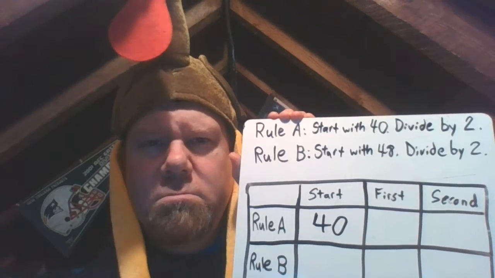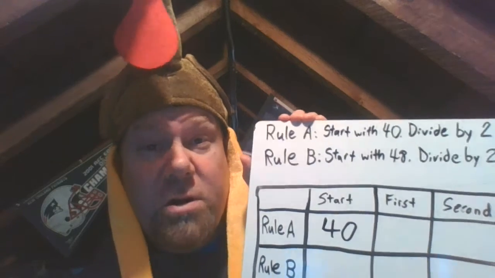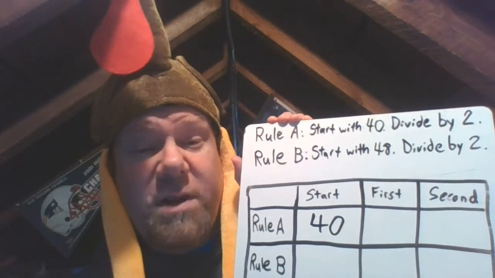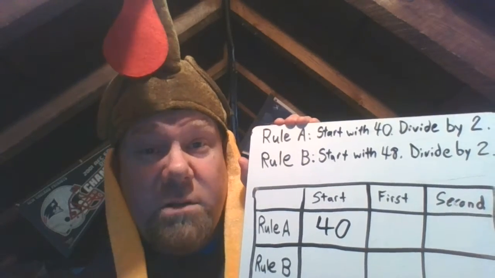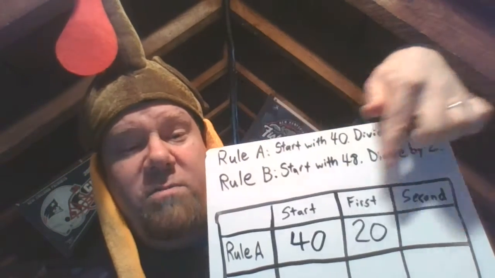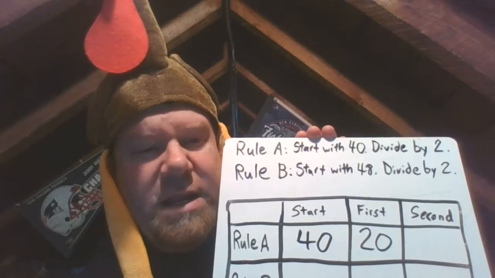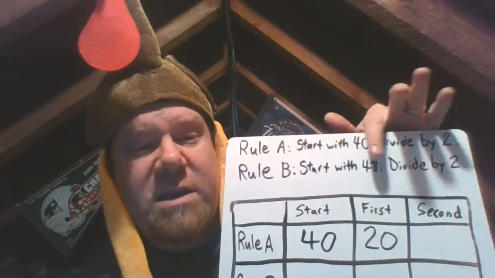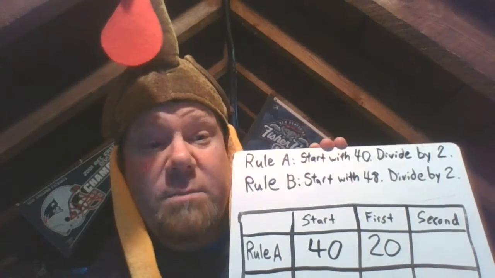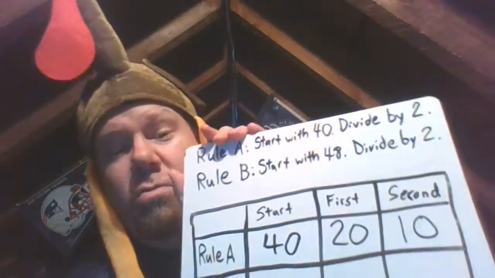What's 40 divided by 2? Remember, if you're dividing a number by 2, you're essentially cutting it in half. So what's half of 40? 20, correct. So 40 divided by 2 is 20. Now we're finishing the row of rule A. The rule stays divided by 2, so to get to the next column, we need to divide 20 by 2 again. Half of 20? 20 divided by 2 is 10, correct. So there you have it. We just finished the whole row of rule A.